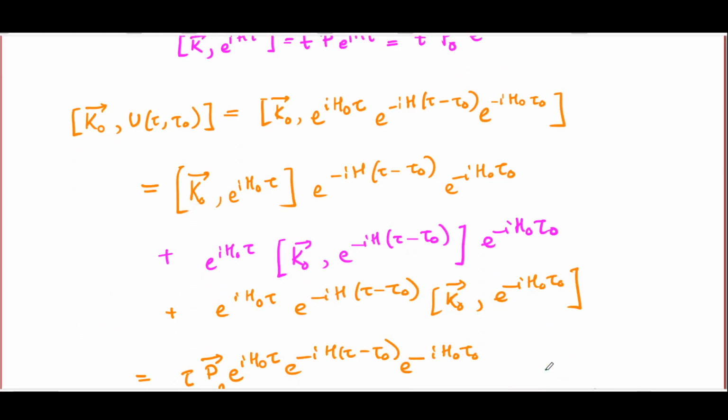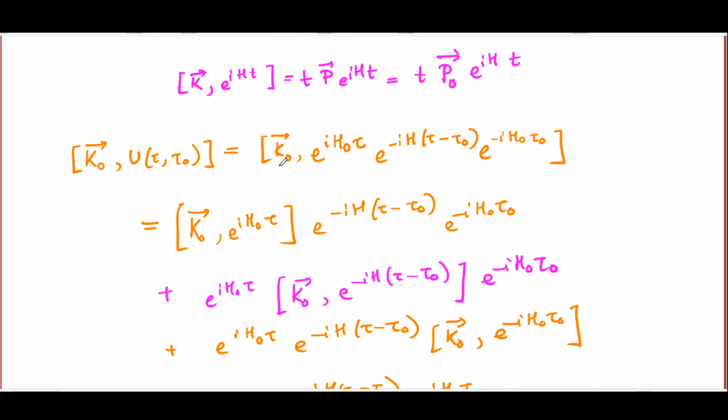And now, you can carry out the calculation of the commutator by breaking this up into three pieces. K0's commutator with e to the iH0 tau with the other two terms intact. Then e to the iH0 tau and e to the minus iH tau minus tau 0 staying in their place, K0's commutator with this. And finally, K0's commutator with e to the minus iH0 tau 0. This is just a derivative property of a commutator bracket. That is, A's commutator with BC behaves just like a derivative does. You get a commutator of A with B times C plus B times the commutator of A with C. We have just used that to arrive at this.